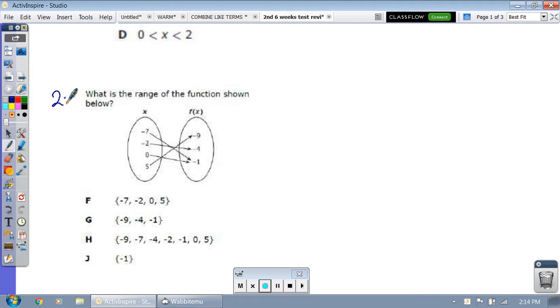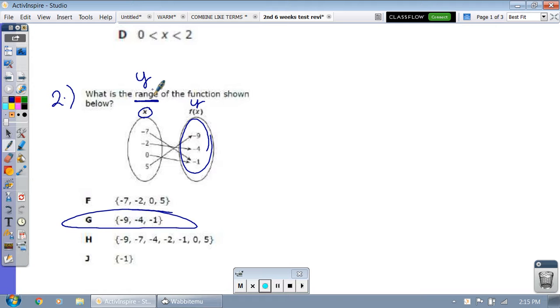Here we go, question 2. What is the range? The range, they're talking about the y values of this. Well, look here, these are the x values, and we said that f of x, that's the same as saying the y values. So these 3 numbers are my y values. So you just match it up, -9, -4, and -1. And there you go, it's just that simple. Just look at your vocabulary. Is it domain or is it range?